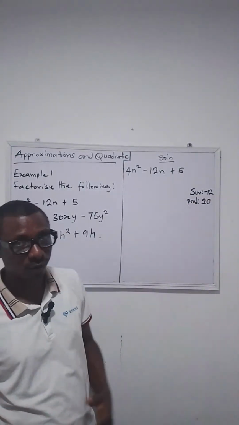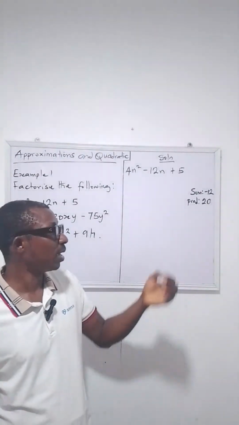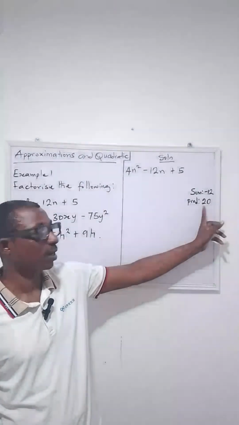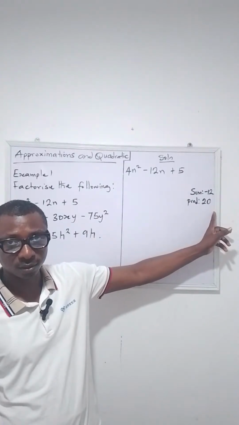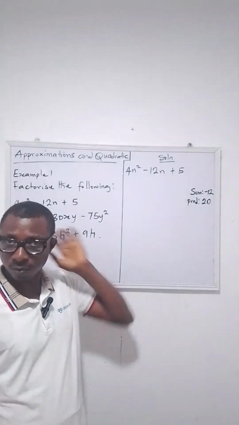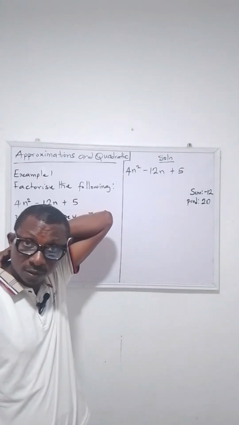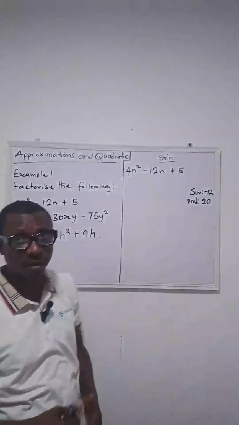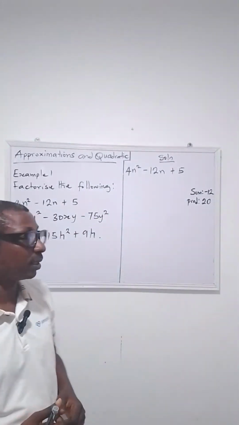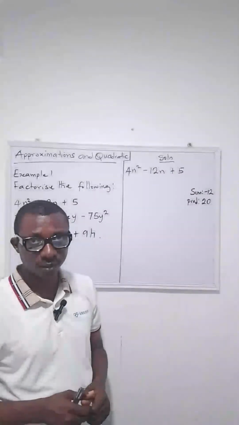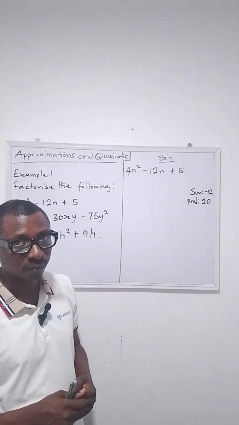If I want to begin to think of the numbers, I have to begin to think of factors of 20. So we have plus or minus 1, plus or minus 2, plus or minus 4, plus or minus 5, plus or minus 10, and plus or minus 20. All of these are factors of 20.